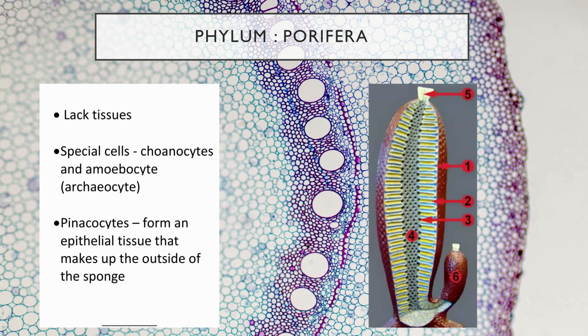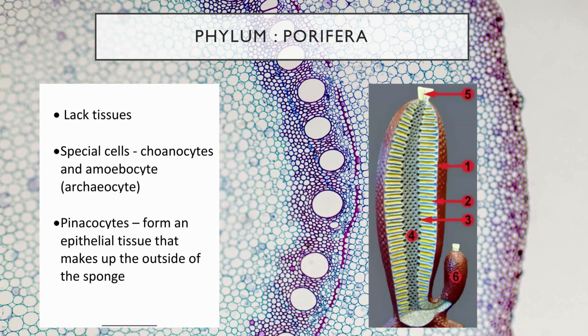Amoebocytes, or archaeocytes, can move around the mesohyl, which is the extracellular matrix, and they can phagocytose food from choanocytes, and they are undifferentiated, which means they can turn into other types of cells within the sponge. They can turn into cells that produce spicules, sperm, and eggs.